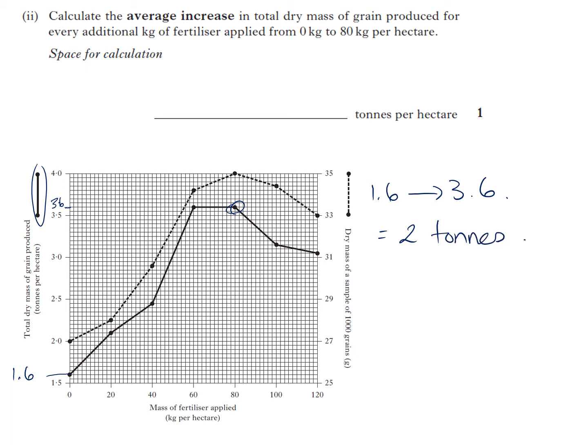And that's from 0 to 80, so for 80 kilograms. So you just do 2 divided by 80. Get my calculator out because it's been a long day. I know you don't realise that. Right, 0.025, and that's you.